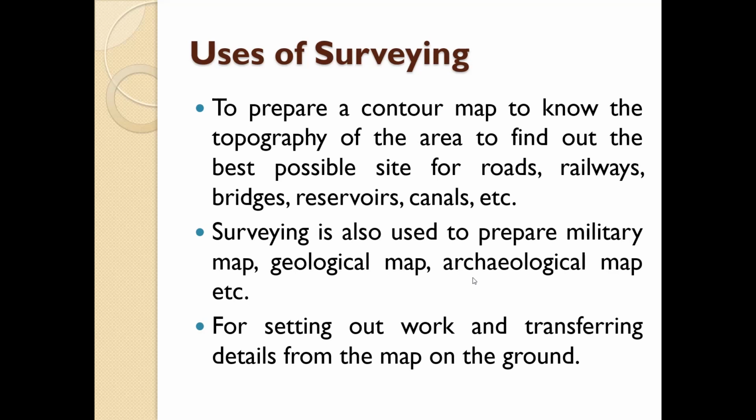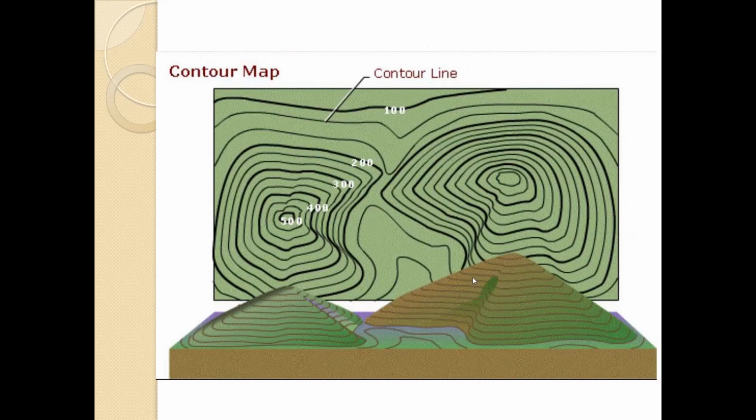And next, again the uses of surveying. To prepare a contour map, to know the topography of the area, to find out the best possible site for roads, railways, bridges, reservoirs, canals, etc. Surveying is also used to prepare a military map, geological map, archaeological maps, etc., and for setting out work and transferring the details from map to the ground. So one thing is we are preparing the map from the ground data, and the second thing is we are setting out the work and transferring the details from the map to the ground. That is also part of survey.